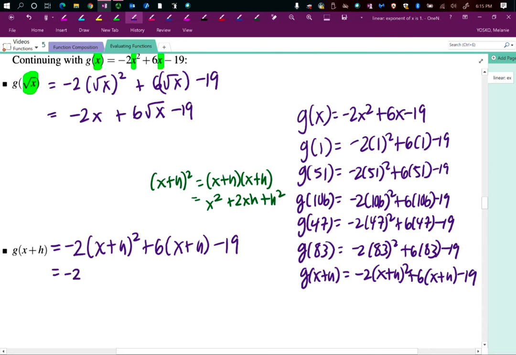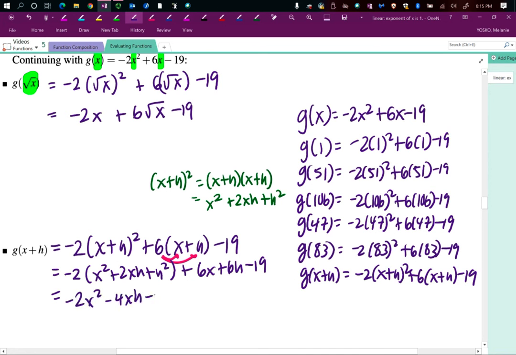So this is negative 2 times x squared plus 2xh plus h squared plus, I'm going to go ahead and distribute here, 6x plus 6h minus 19. So this is negative 2x squared minus 4xh minus 2h squared plus 6x plus 6h minus 19. As you can see, nothing will combine. We have simplified this as far as we can go.